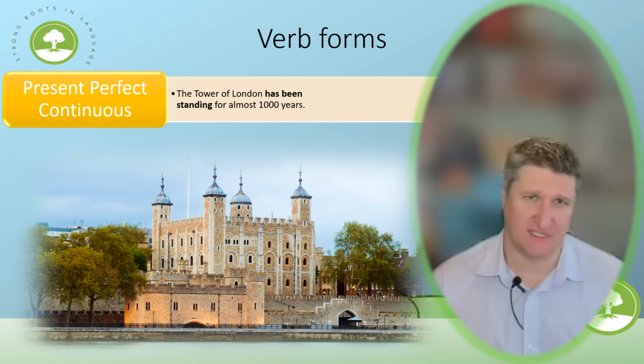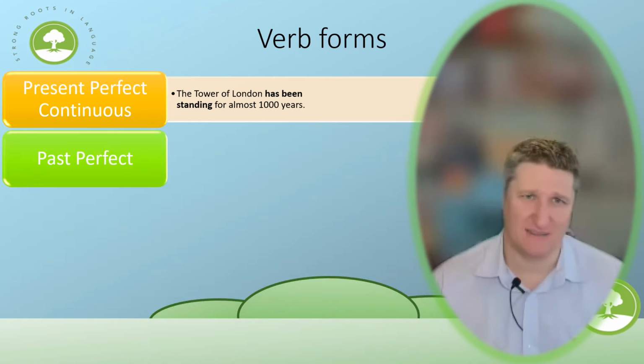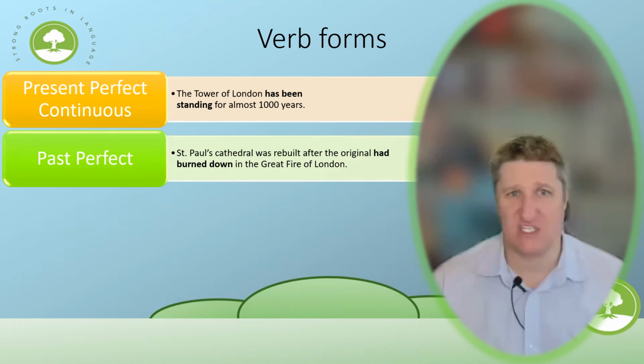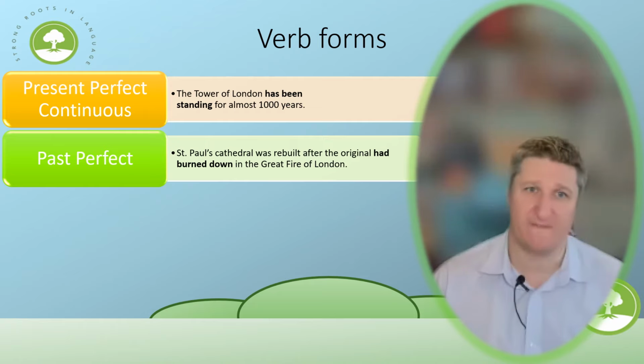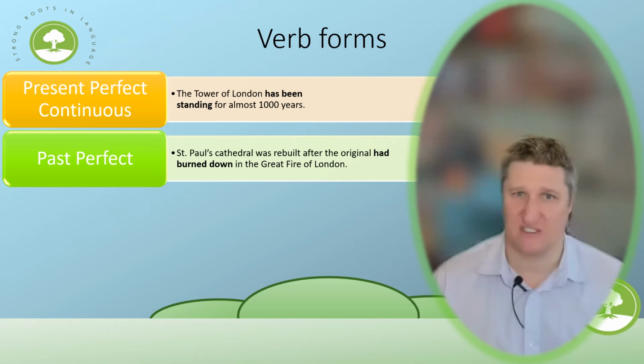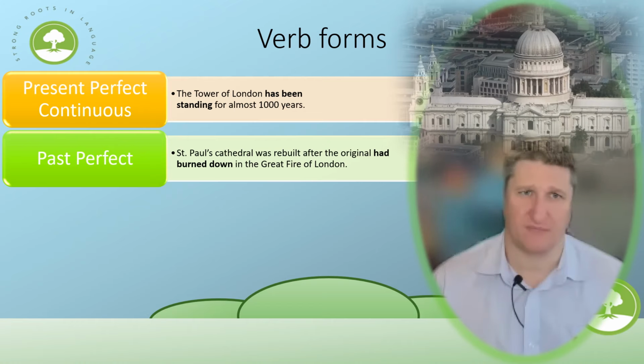The past perfect is formed with had and the past participle, and is used to talk about events further in the past than another event. Another way of saying that is to tell a story from the perspective of a past event and describe what came before. For example, St. Paul's Cathedral was built after the original had burnt down in the Great Fire of London. 1666, for those of you who are wondering.